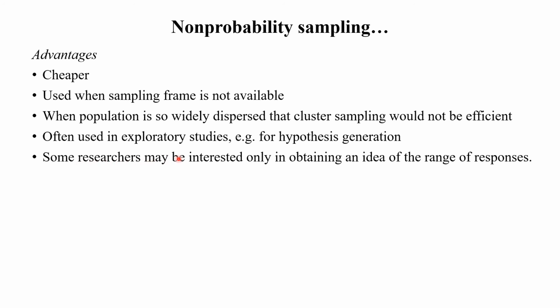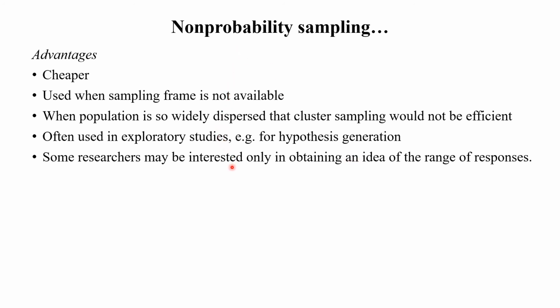Some researchers may be interested only in obtaining an idea of a wide range of responses. The person may not be testing anything. For example, he's not interested in determining the prevalence of diabetes and the factors associated. Maybe not. Just wants to know in the past how many people are depressed. An idea. So that's where non-probability sampling can be used.